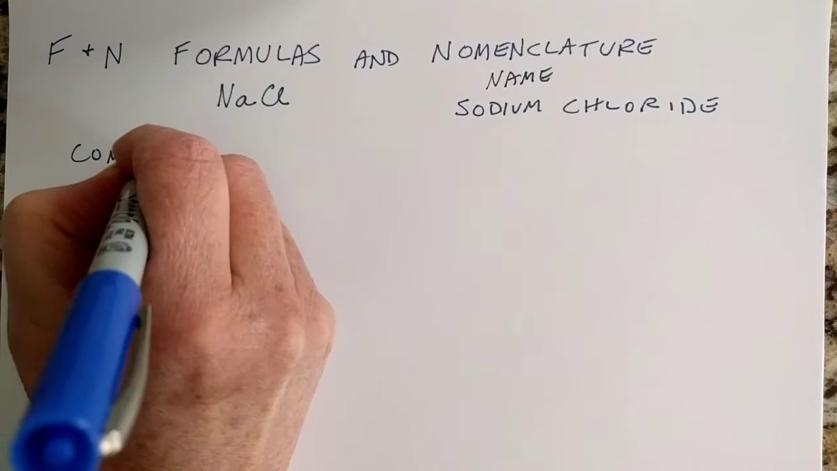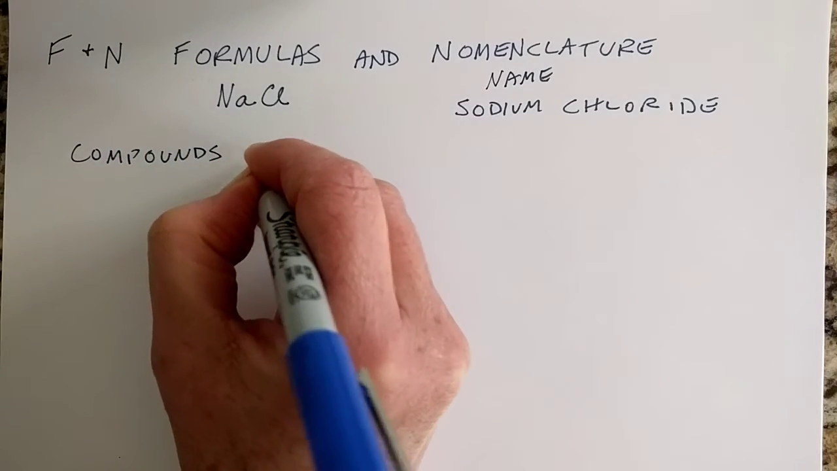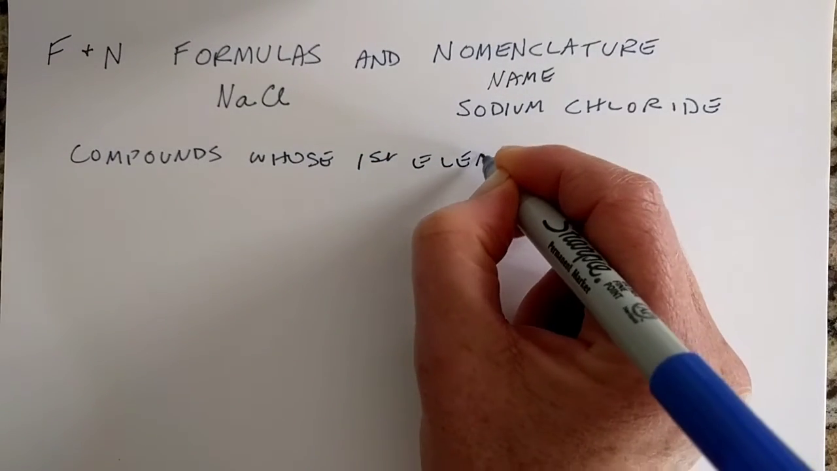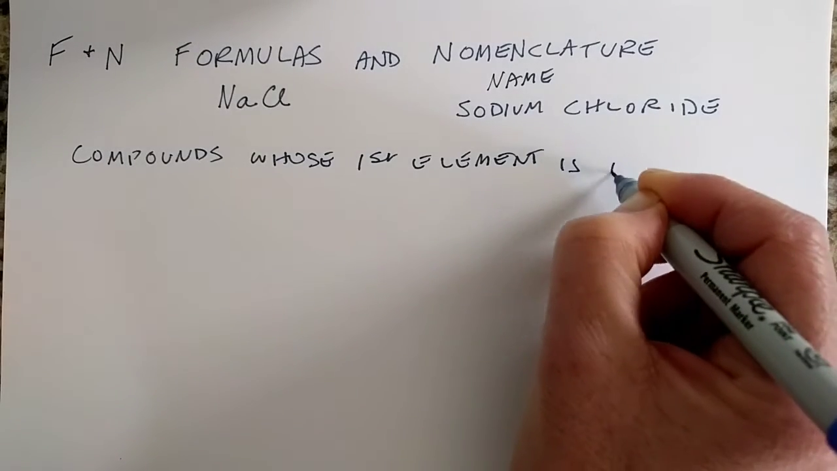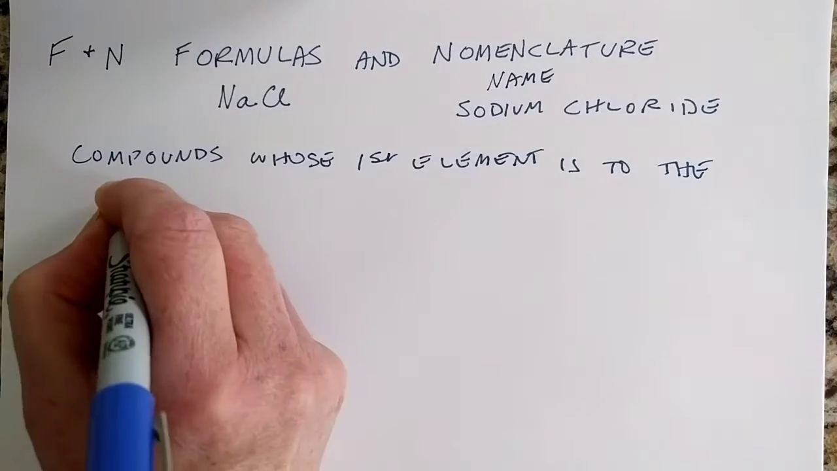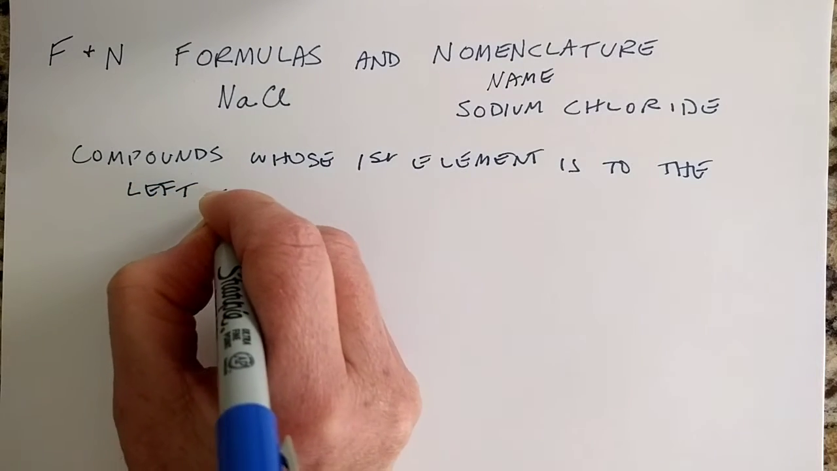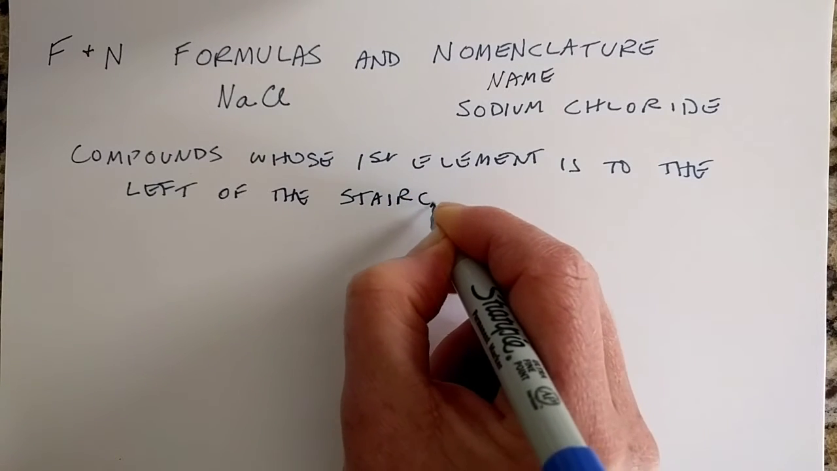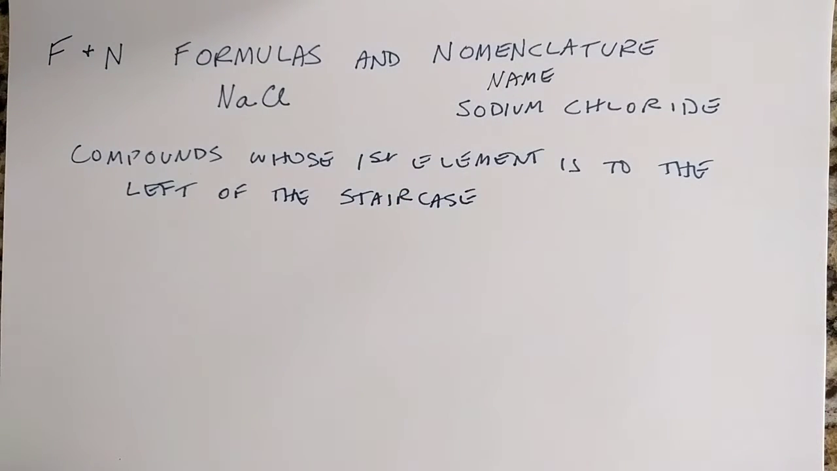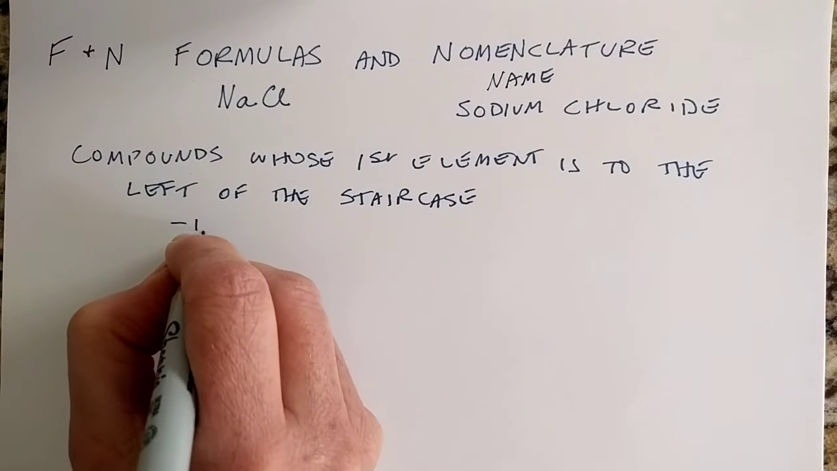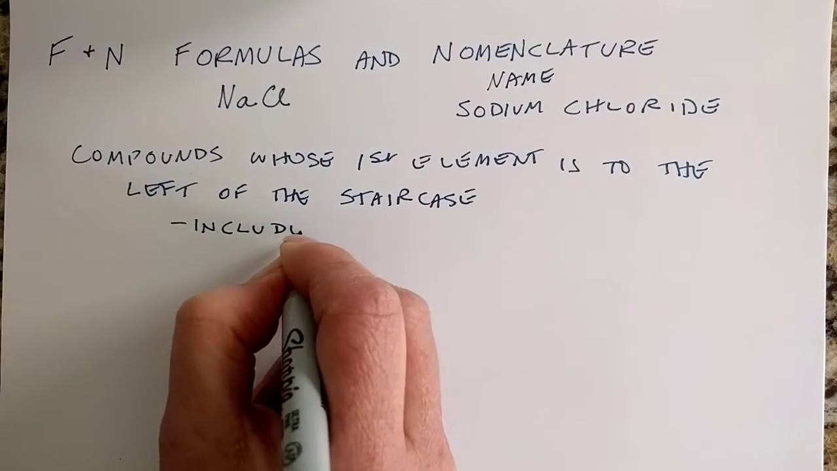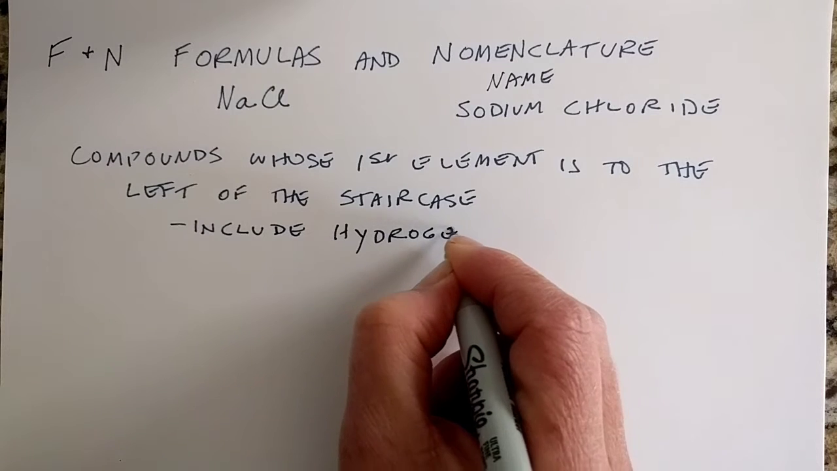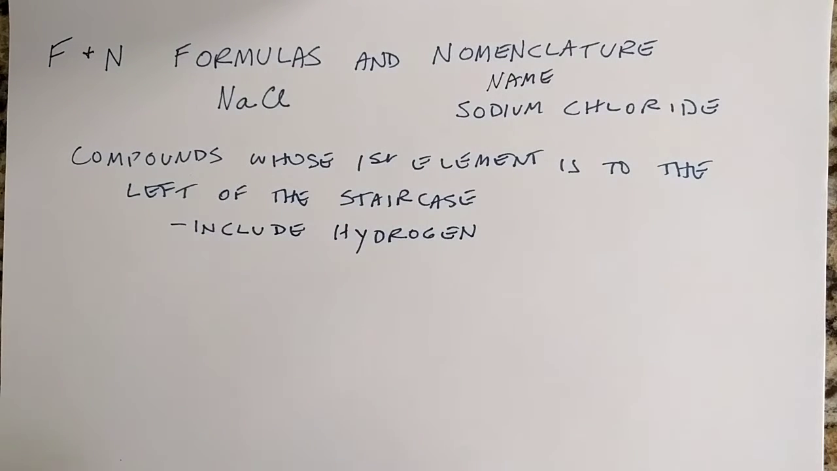So we're going to look at compounds whose first element is to the left of the staircase. And of course, we mean the staircase on the periodic table. Now, we are going to include hydrogen. Hydrogen is often an exception, but not in this case. We are including hydrogen, even though the elements to the left of the staircase are mostly metals.